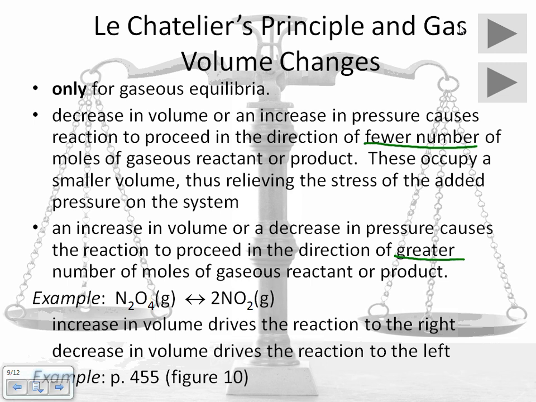So the example I'm going to give you is N2O4 gives you 2 NO2. If we increase the volume, we're going to drive the reaction to the right, because we're going to drive the reaction in the direction of greater number of moles. That's this way, because there's 2 moles on this side and only 1 mole on that side. If we decrease the volume, I'll do that in blue, the reaction is going to shift this way because we're going to shift to the side with fewer molecules. There's an example in your textbook if you want to have a look.